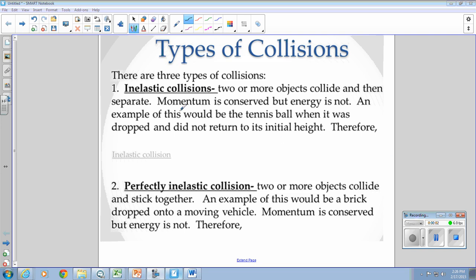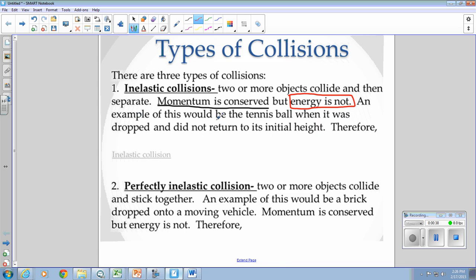Okay, we have three types of collisions, and the first two we're going to talk about are inelastic collisions and perfectly inelastic collisions. An inelastic collision is when two objects collide, they separate, momentum is conserved, but energy is not. That's the key point with inelastic collisions: energy is not conserved. It gets transferred to other things.